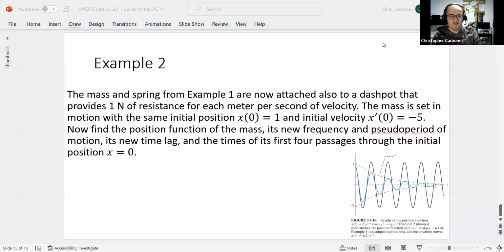Welcome to part 3 of our mechanical vibrations lesson. I have the last example on here, which calls back into that example 1 that we did in the last part of this lesson in part 2.